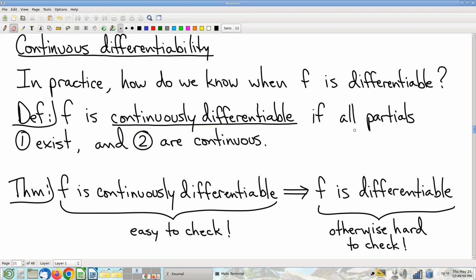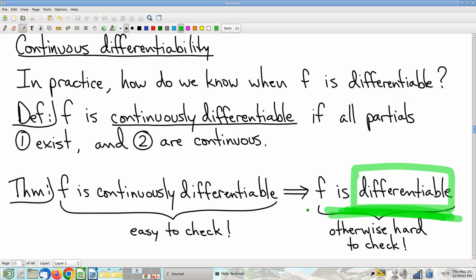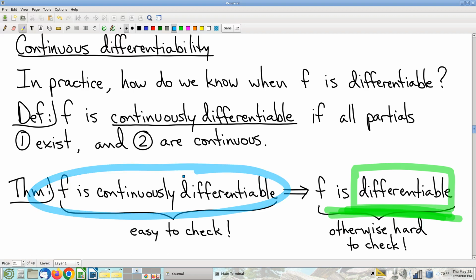So continuous differentiability is really easy to define, and here's why we care. Keep in mind, differentiability is what I really need to know. There's going to be a bunch of theorems where I need F to be differentiable. The way in practice, most of the time, you're going to check differentiability is you're actually going to check continuous differentiability, which is easy to do. Just, again, take the partials, confirm they exist, confirm they're continuous. Nothing to it. And then you're going to cite this theorem that says because the function is continuously differentiable, it must therefore also be differentiable. This theorem is hard to prove. We're not going to prove this theorem in this class, but you do get to cite this theorem in this class. So this is a very powerful, very useful, very convenient tool.